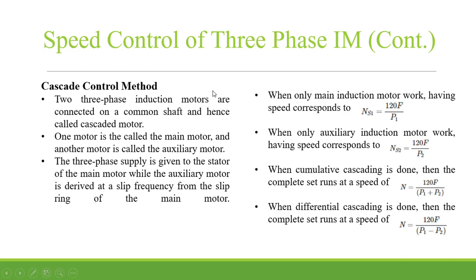So in this we can get four different kinds of speeds. When only the main induction motor is working, suppose it has P1 number of poles, then we will be getting speed as such. When only the auxiliary is working, then we will be getting speed as such, where P2 is the number of poles for the auxiliary motor. If they are connected as cumulative cascading, cumulative means addition, then the speed will be 120 into supply frequency divided by P1 plus P2. And if they are connected in differential cascading, differential means subtraction, so it will be P1 minus P2.